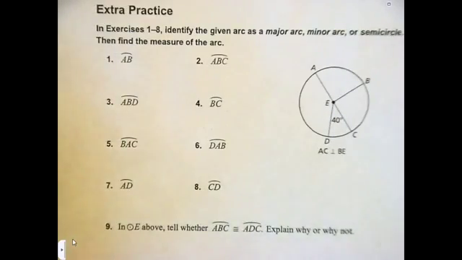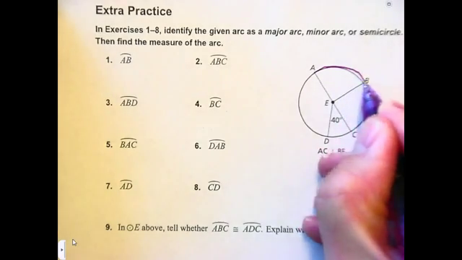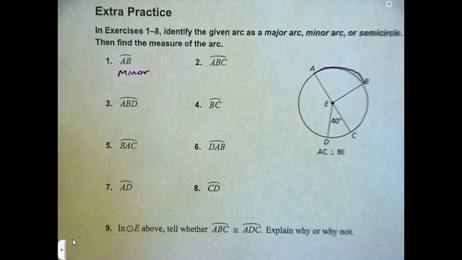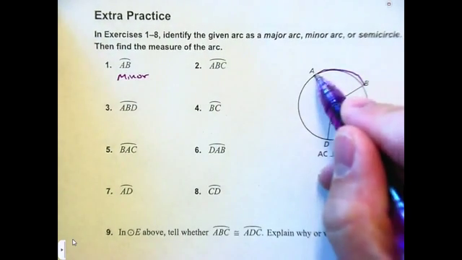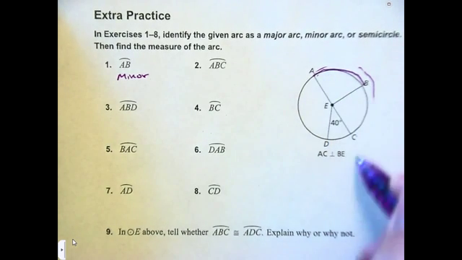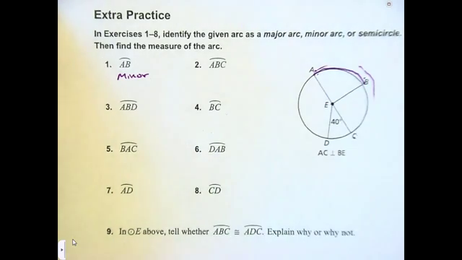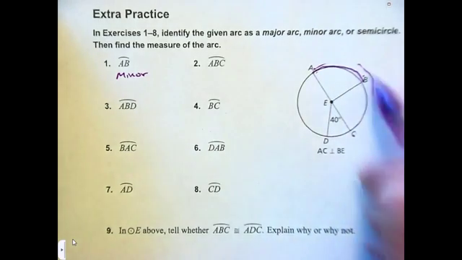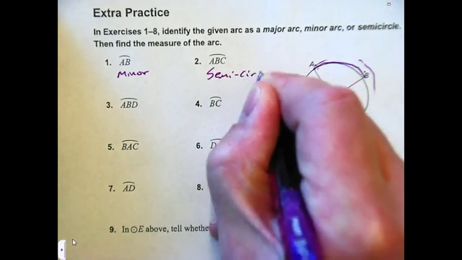Ian, what do you got for AB? Yeah, from here to here is minor if we just go from A to B. All right, Brendan, ABC. It is not a major. What is it? Yeah, it has to be more than a semicircle to be major. So this one's a semicircle. Yep.